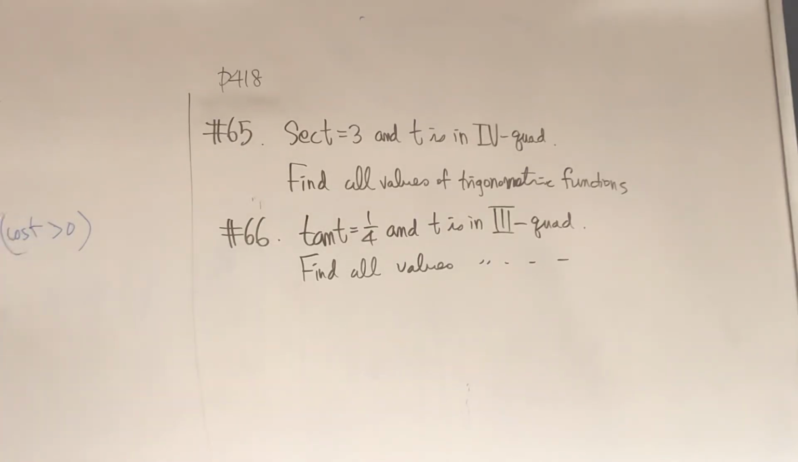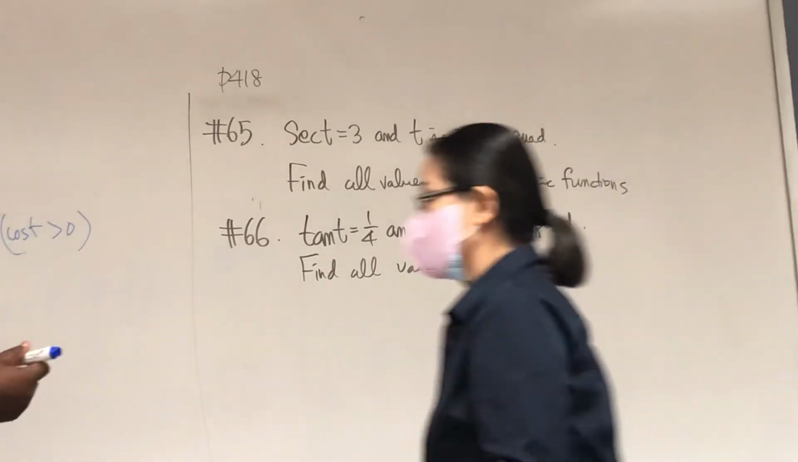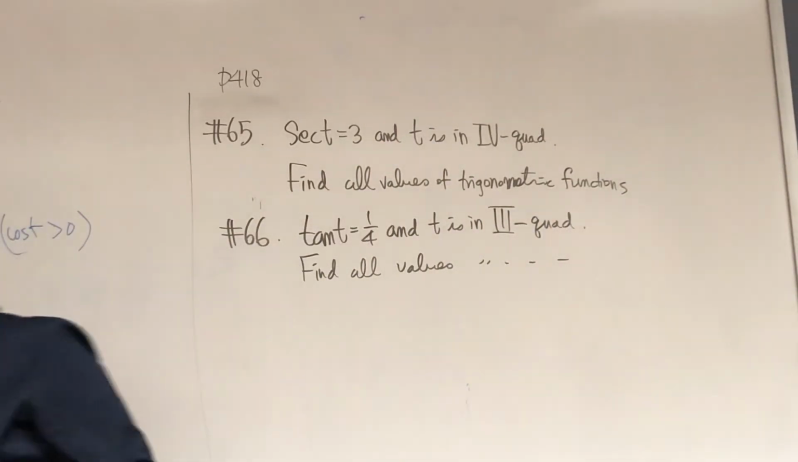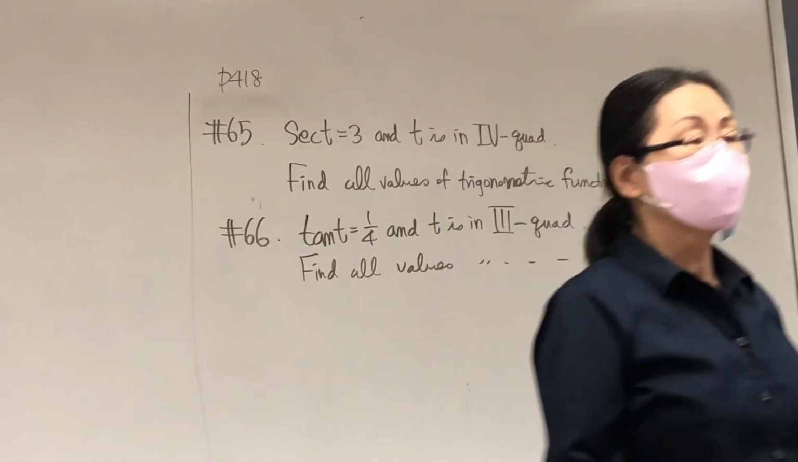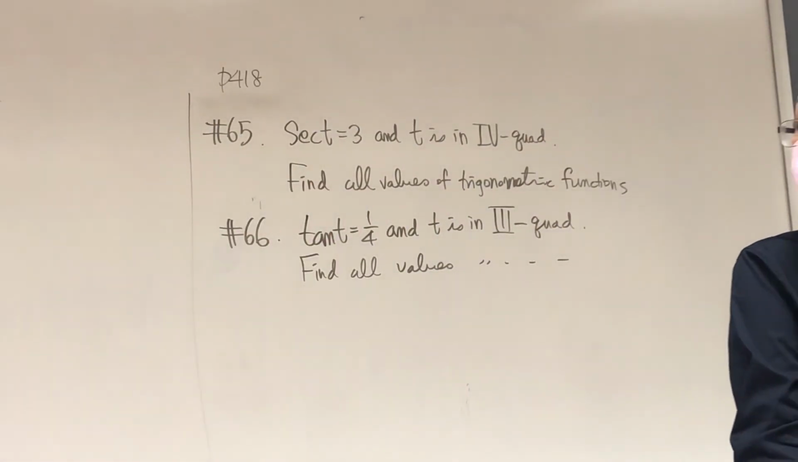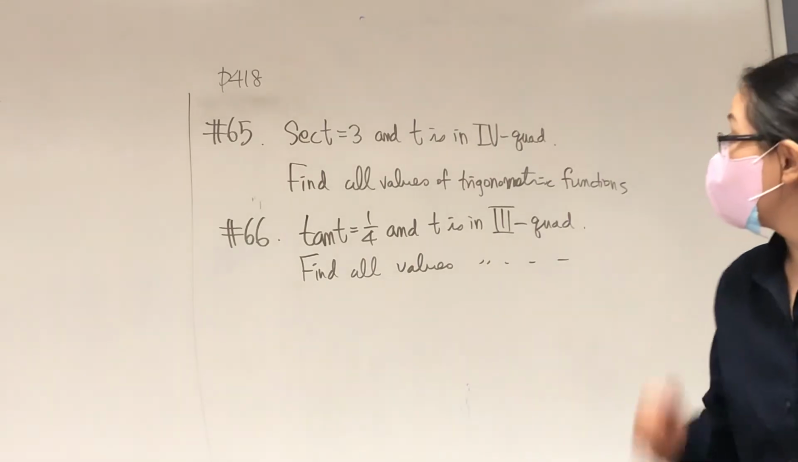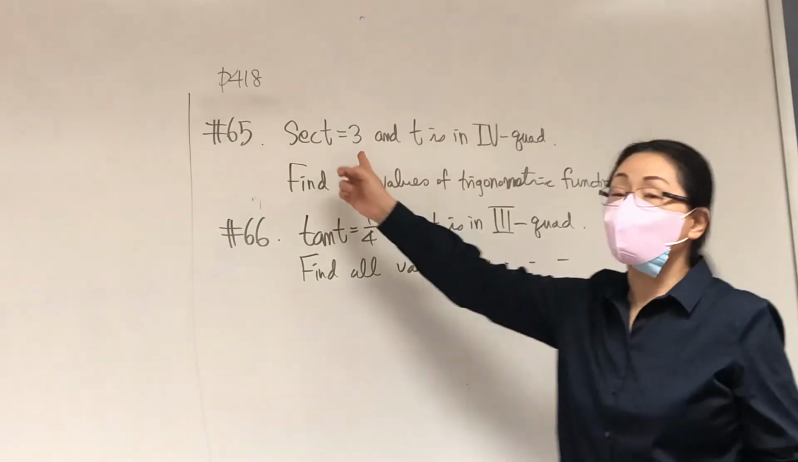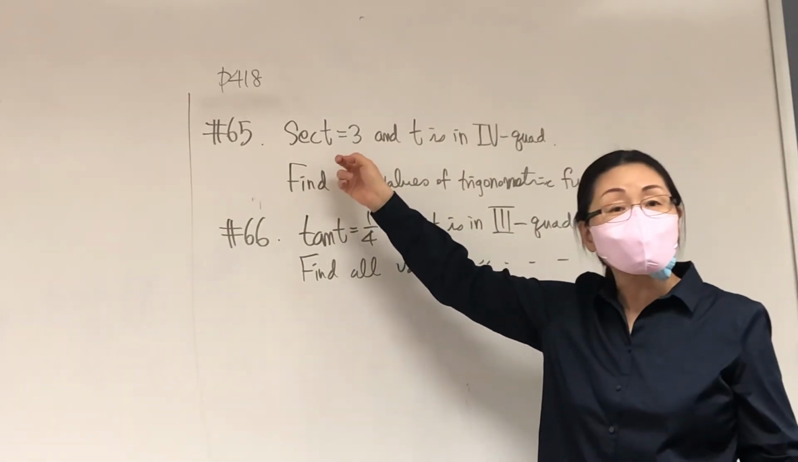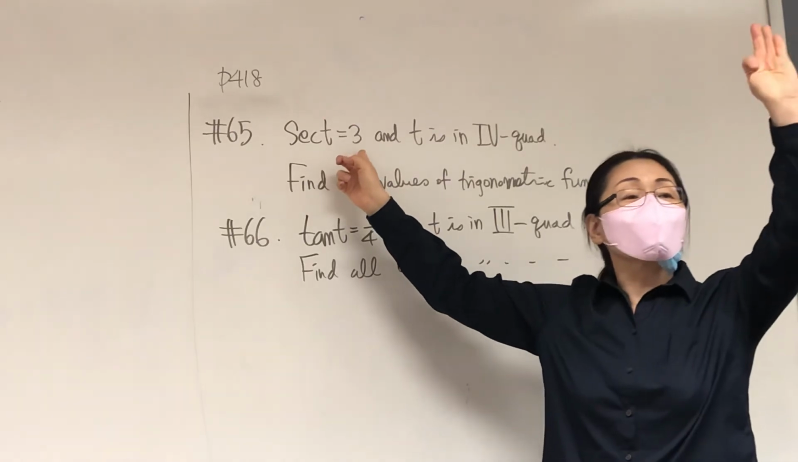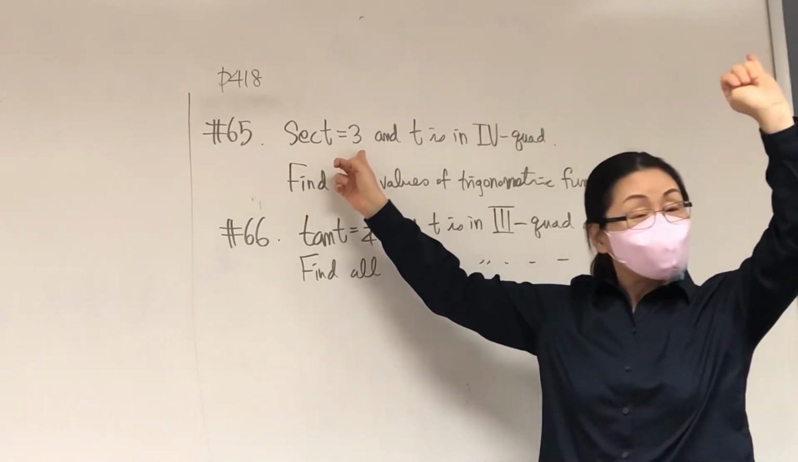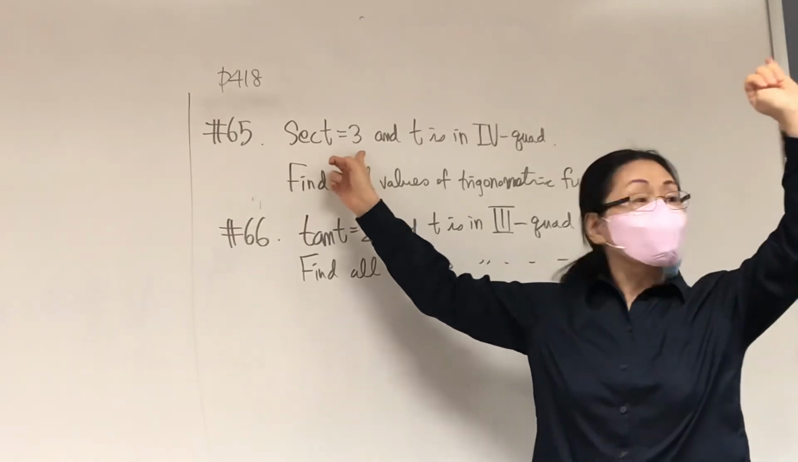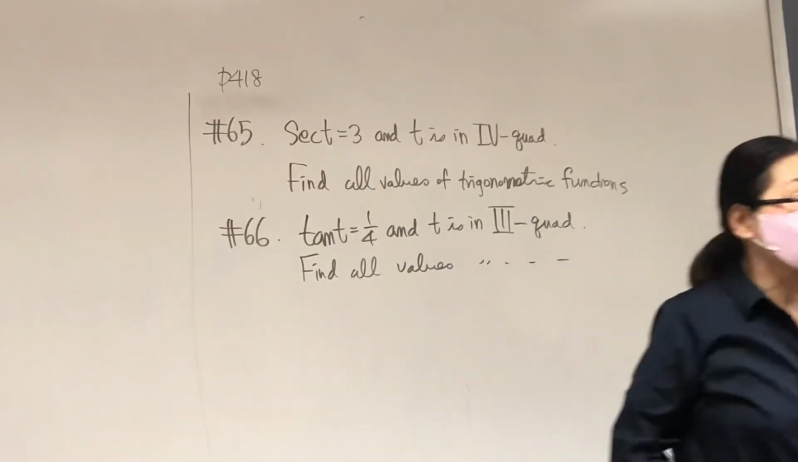Why is this important? Anybody can help him? What do you want me to satisfy? You have to find what? You know secant t is 3, yes? And then what is sine t? What is cosine t? What is tangent t? What is cosecant t? What is cotangent t? That's all.